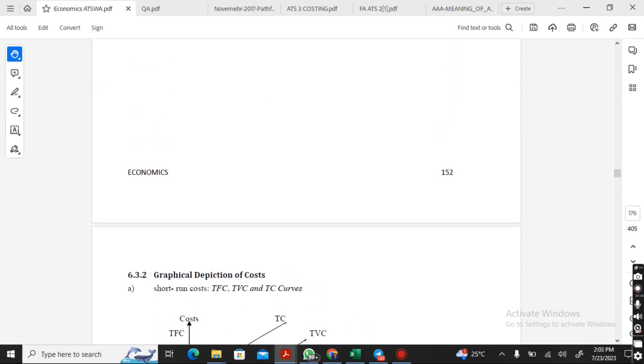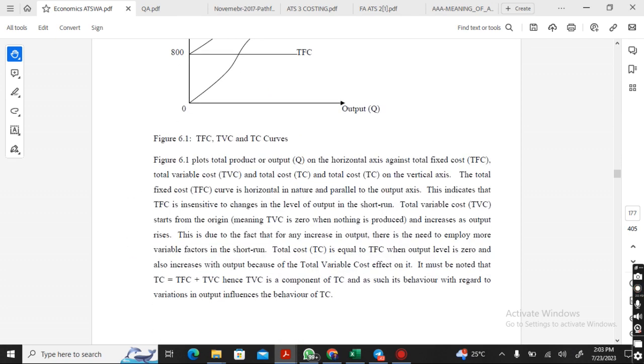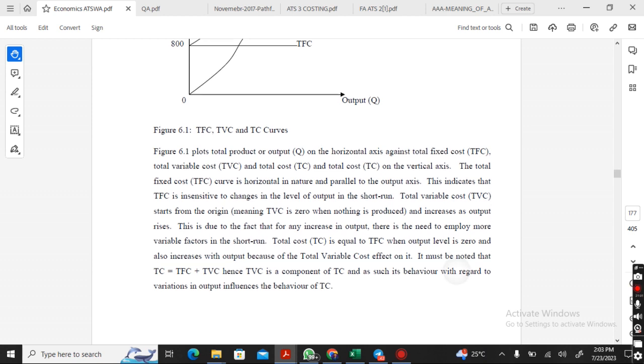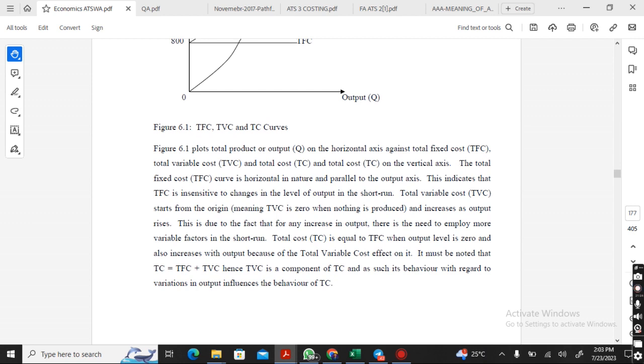The more the output increases, the more the cost. Your customer comes today, we need 10 bags of pure water, tomorrow 10 bags, so you need more cost. You'll be getting more variable cost on the total variable cost. So it increases based on the level of output. If your level of output is decreasing, variable cost will also be decreasing. This is due to the fact that for any increase in output, there is a need to employ more variable factors in the short run.